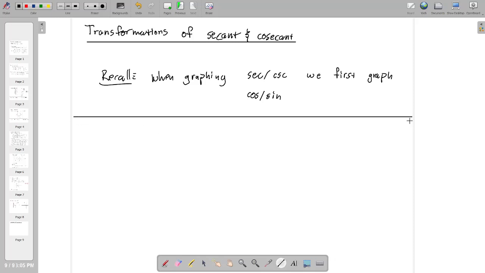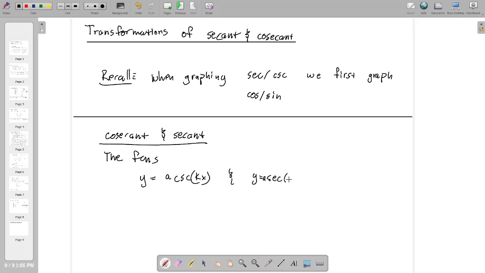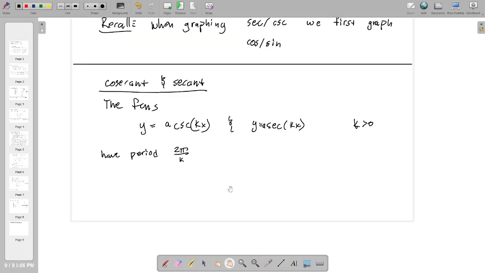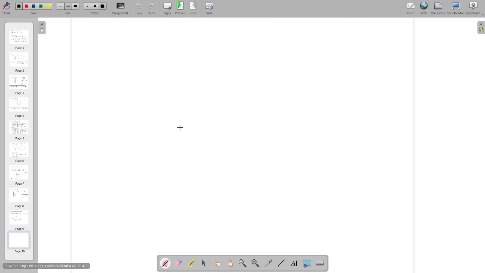Now, if you remember, sine and cosine have a period of 2 pi. So it should make sense that cosecant and secant also have a period of 2 pi. The functions y equals a cosecant kx and y equals a secant kx have a period of 2 pi divided by k, just like the period of sine and cosine when we transform those graphs. That's exactly why it is that way, because secant and cosecant have an underlying sine and cosine graph.